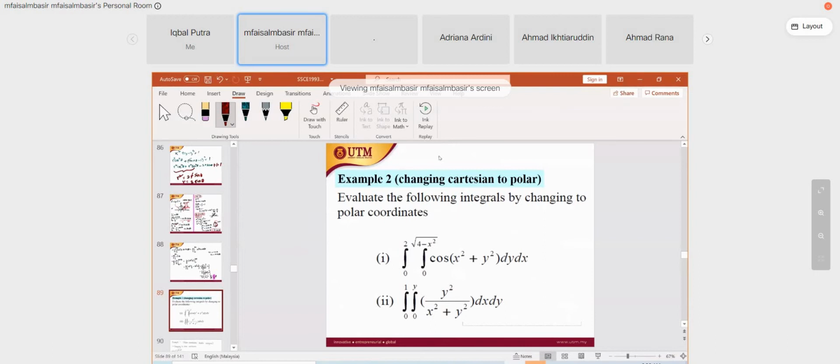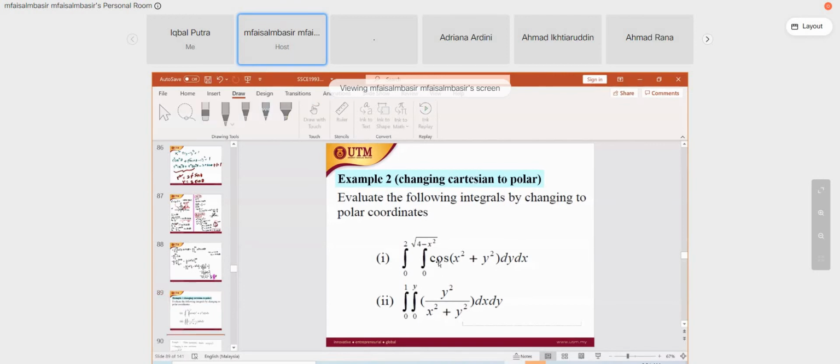Okay, next, changing Cartesian to polar. This is one of the favorite questions for the finals. So also for maybe test 2, I don't know, but this is one of the favorite questions. So make sure you know how to change Cartesian to polar.